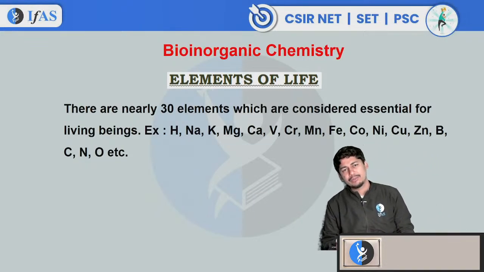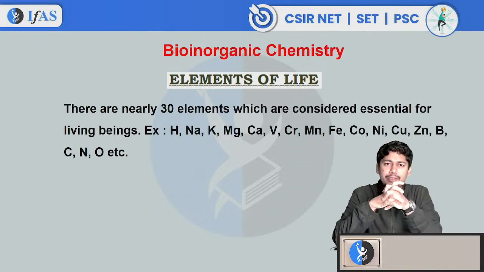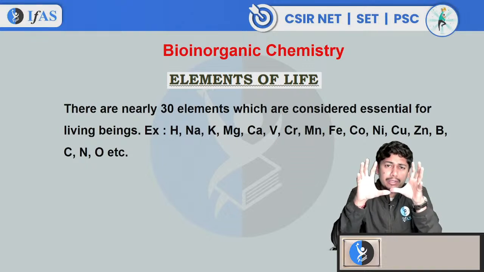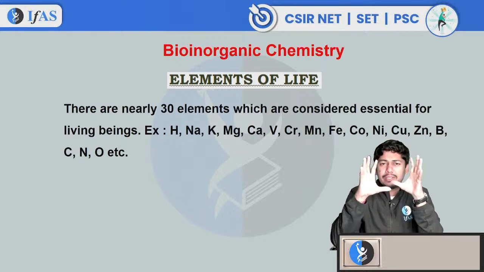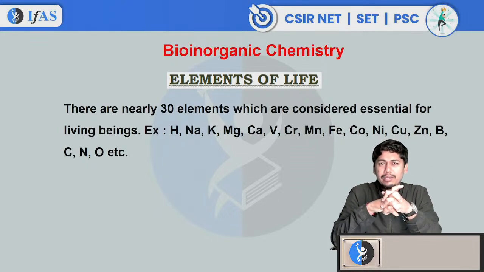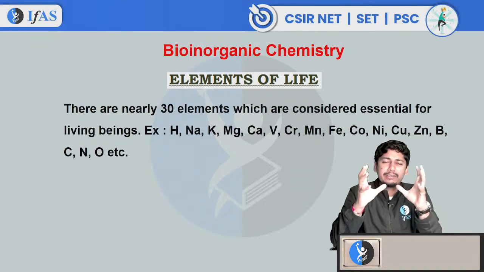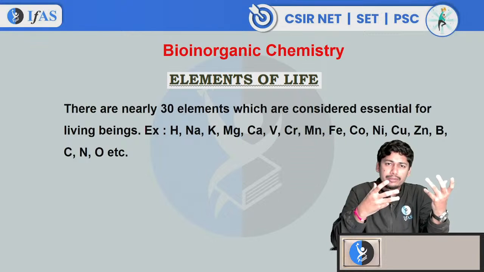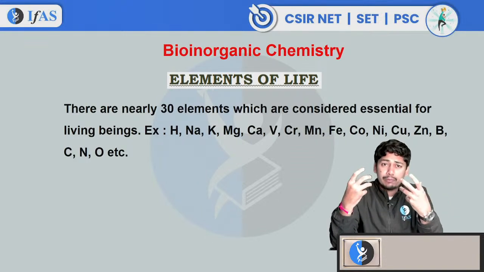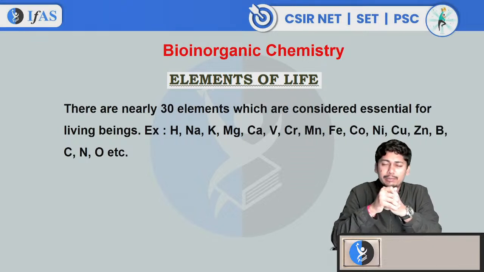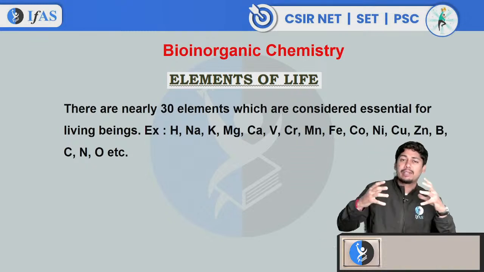Okay, so there are many important elements. If you have a look at the periodic table, you will find approximately 118 elements. Now in these 118 elements, for our biological activity, for our biochemistry, some of these elements are harmful for us, they are toxic for us, while some of these elements are very important for us to conduct day-to-day life, to conduct the life processes that are happening within us.